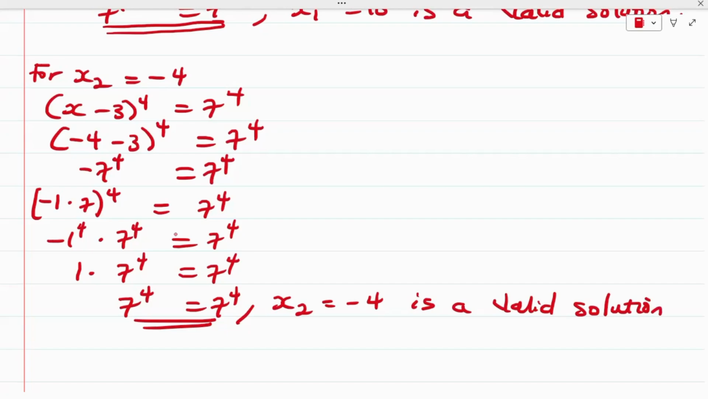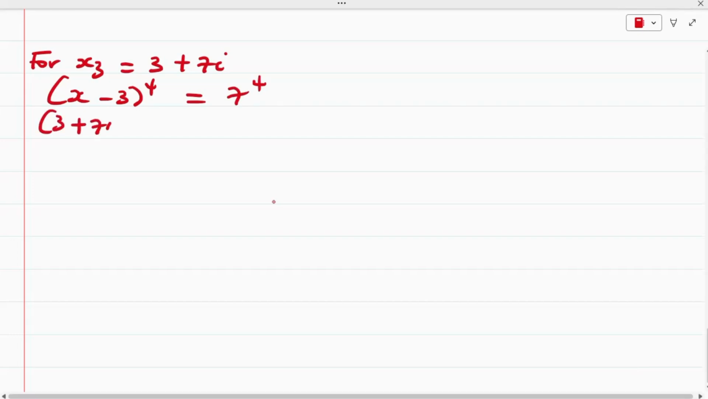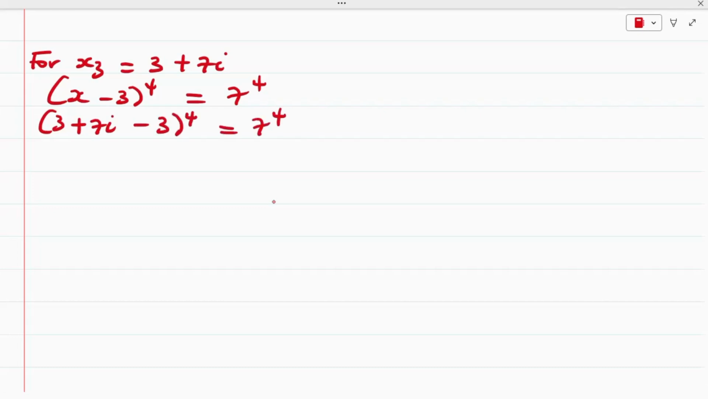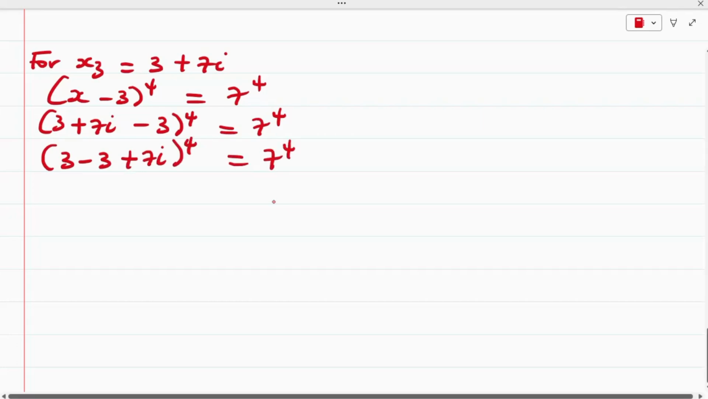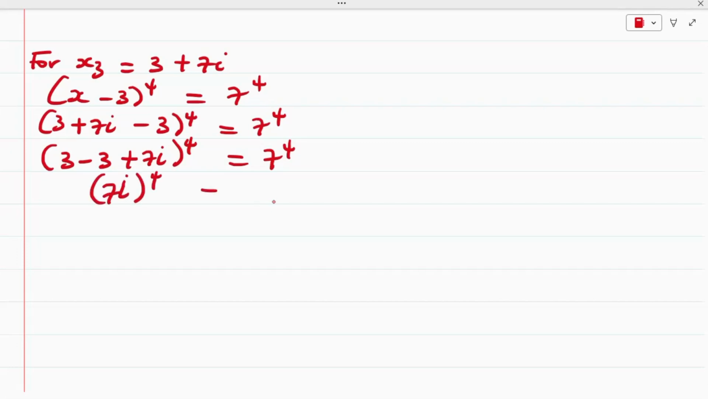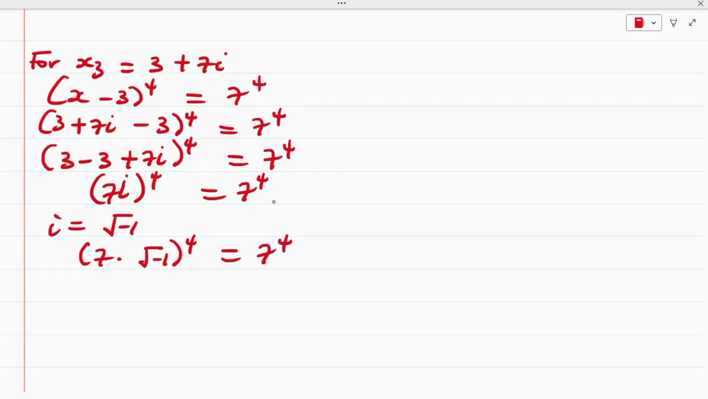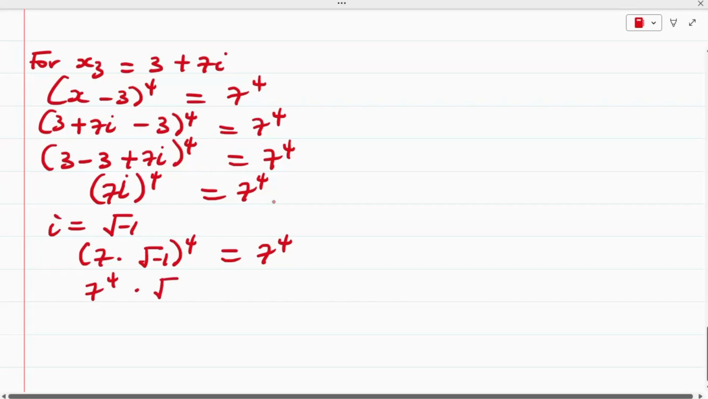So guys, let's try out x3. For x3, which is equal to 3 plus 7i, we have (x minus 3) raised to the power of 4 is equal to 7 raised to the power of 4. So for this, we have (3 plus 7i minus 3) raised to the power of 4 equals 7 raised to the power of 4. 3 minus 3 is 0, so we have 7i left, which is raised to the power of 4. We know that i is equal to the square root of minus 1, right? So we have (7 multiplied by the root of minus 1) all raised to the power of 4. This gives 7 raised to the power of 4 multiplied by (the square root of negative 1) raised to the power of 4.